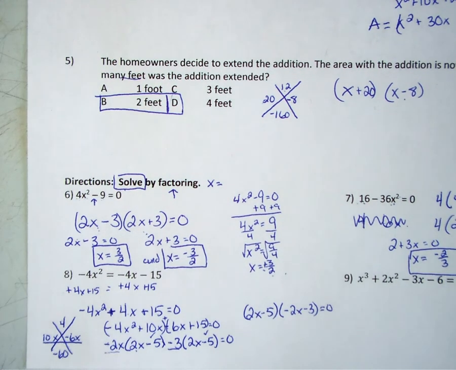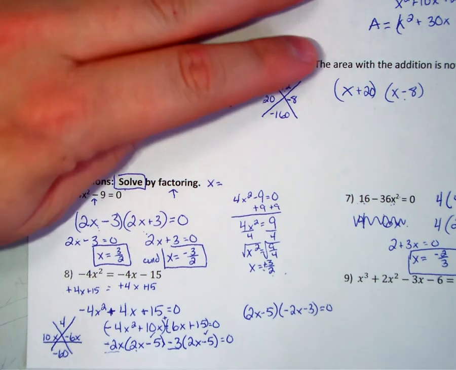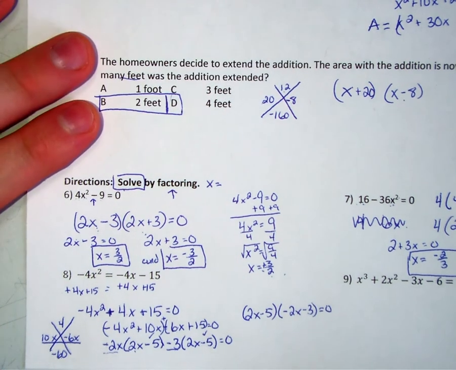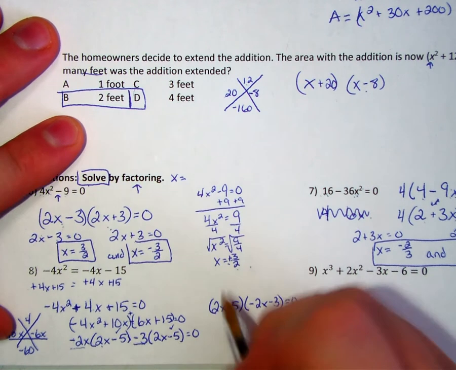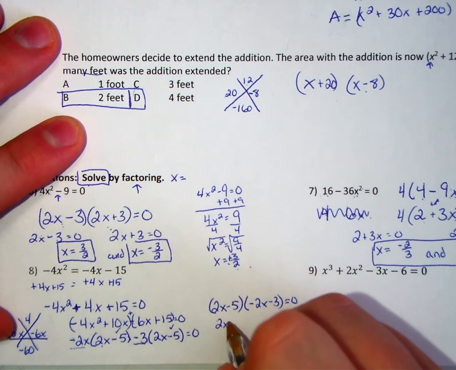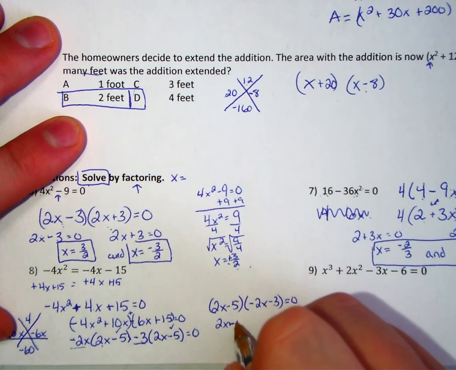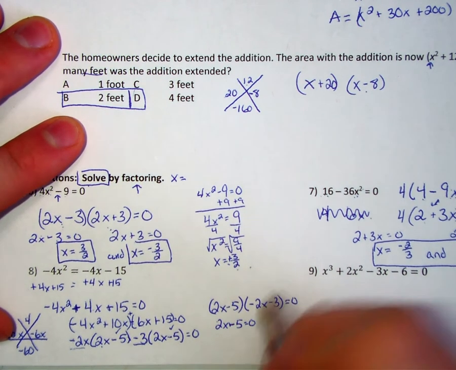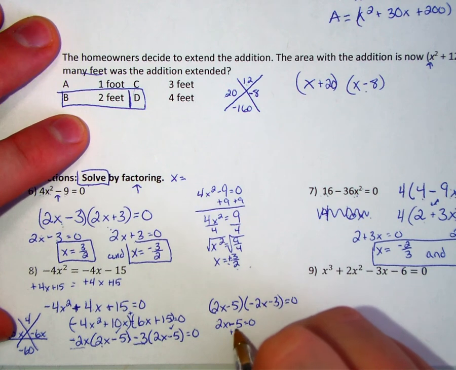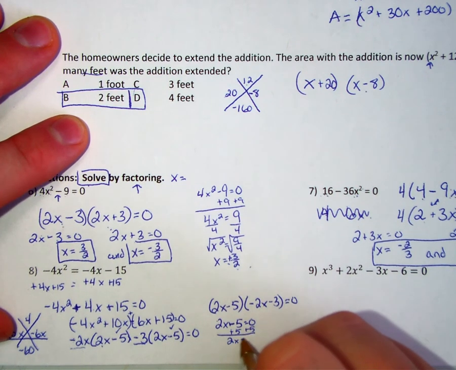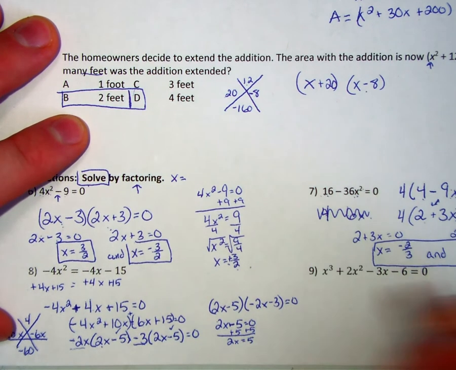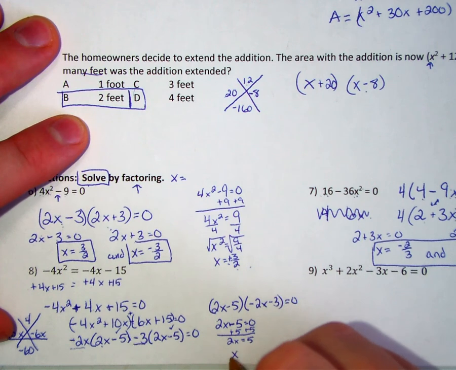All right, at this point we just need to identify our solutions. So we are going to set our factors equal to 0 so that we can get some solutions. 2x minus 5 equals 0. So we'll add 5 to both sides. 2x equals 5. Divide by 2. So x is equal to 5 halves.